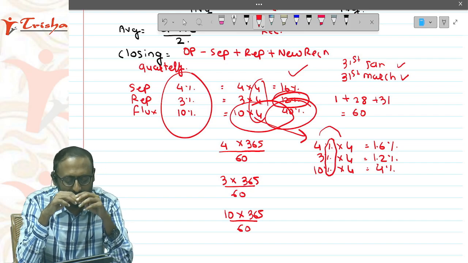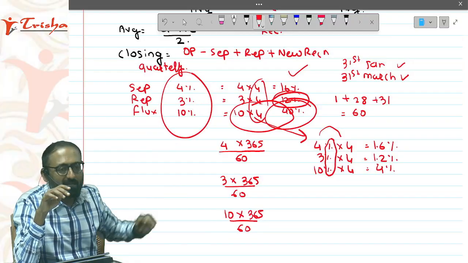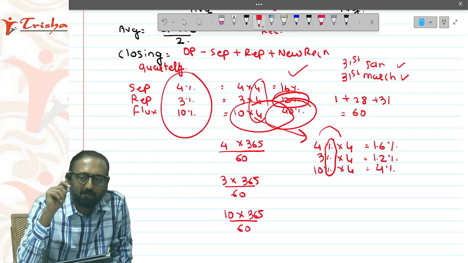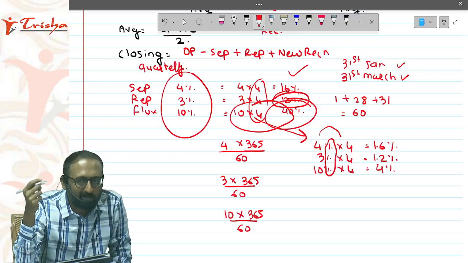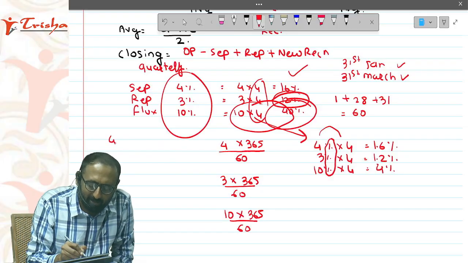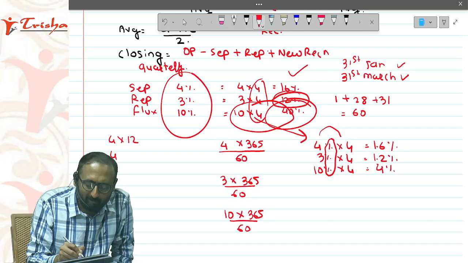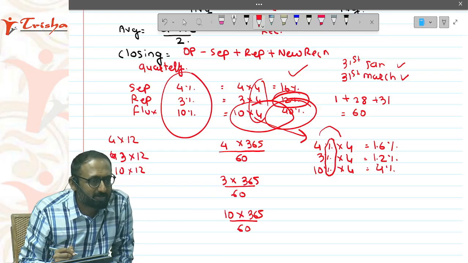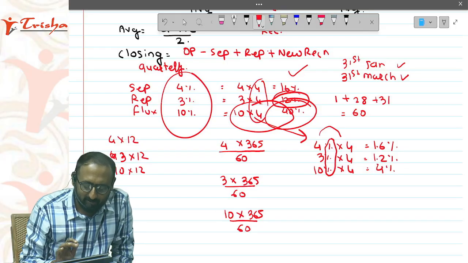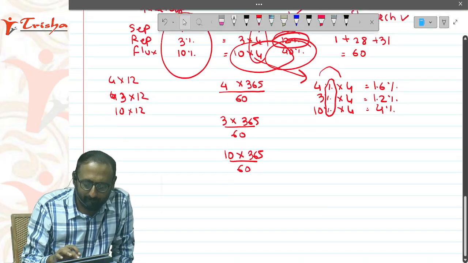Ignore percentage. Sir, suppose 4, 3, 10 are given monthly. Then what will be the equivalent annual labor turnover? 4 multiplied by 12, 3 multiplied by 12 and 10 multiplied by 12. Is it correct, guys? So remember, guys, this annual labor turnover.